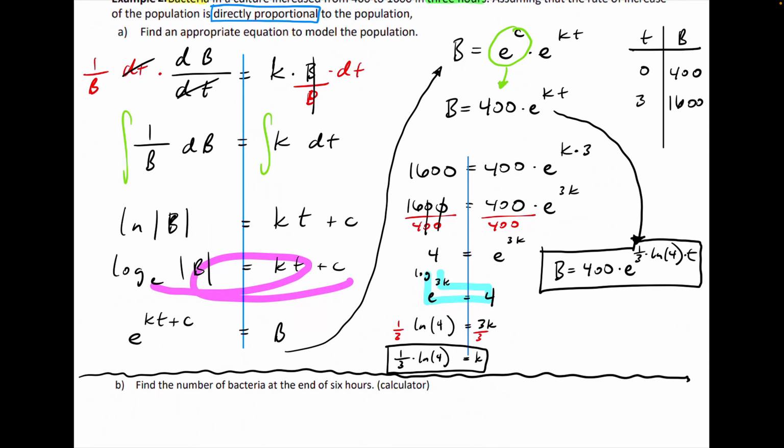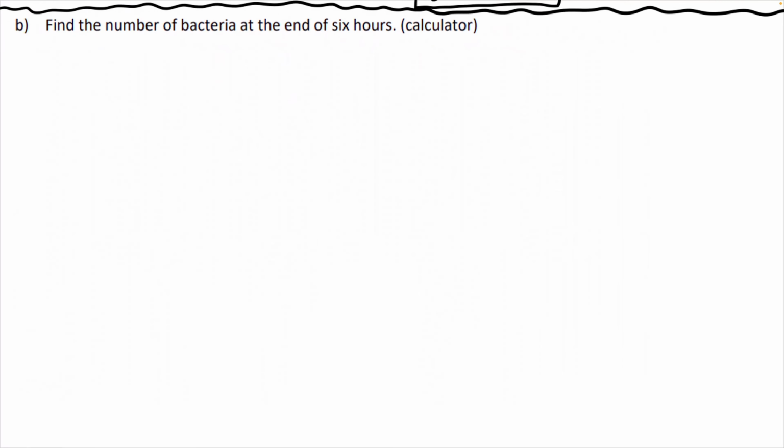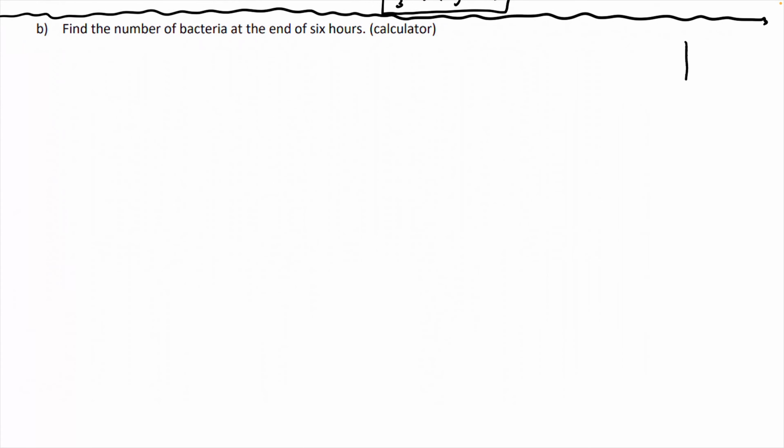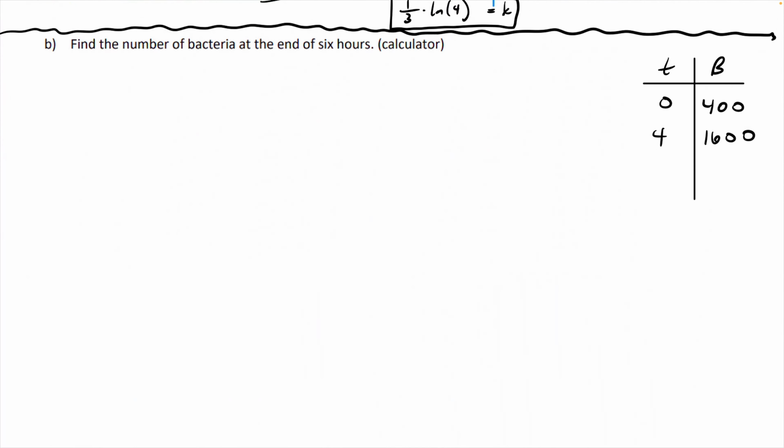It's a calculator question. All of these today that you have are calculator questions, so these are all calculator-friendly. Now I have to find the number of bacteria at the end of 6 hours. Let me bring back my table. We know at 0 hours, it's 400, and at 3 hours, it was 1,600. Sorry, yeah, 3 hours.